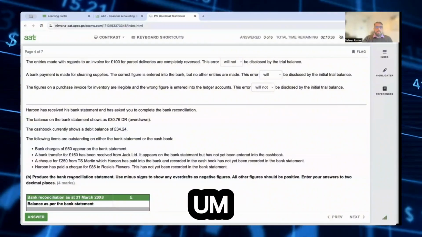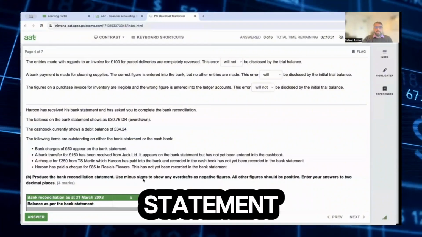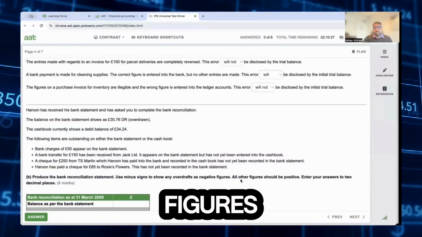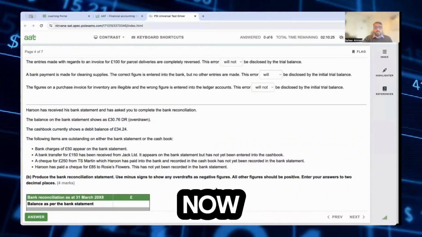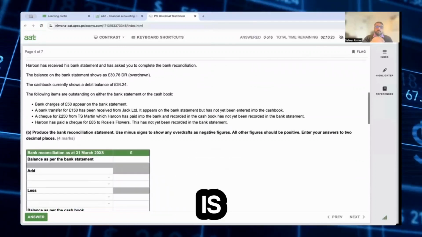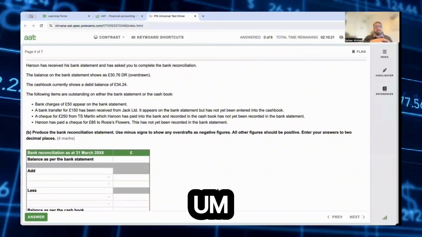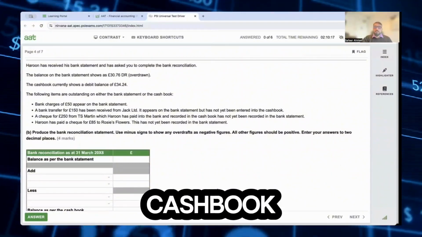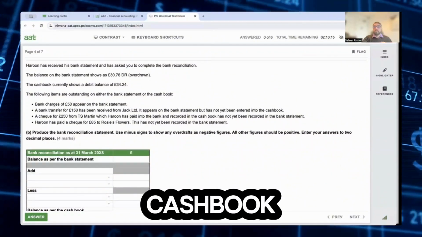Produce the bank reconciliation statement, use minus signs to show any overdraft as negative figures. All other figures should be positive. Now, the key thing here is they can give you a question like this. They might give you a cash book and then you might have to make some entries in the cash book and calculate the revised cash book balance.